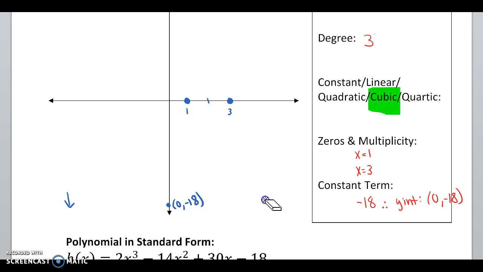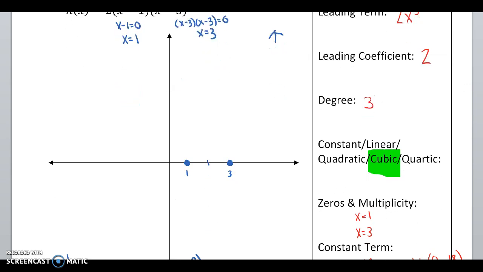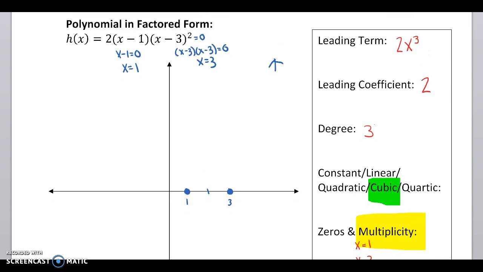So that is the motivation for learning something new today, and that is called multiplicity. Let's use that word down here. What multiplicity means is the amount of times a zero is counted. And that comes up in the problem right here. For x minus 1 to the first, there's only one of those. But for x minus 3, there's actually 2 of those, because it's x minus 3 times x minus 3. So really, you can say I would have 2 zeros that are both at 3.